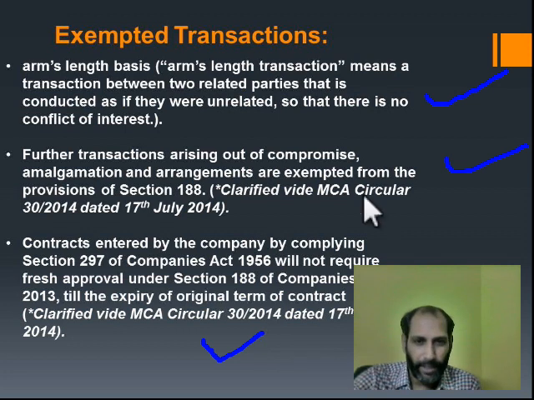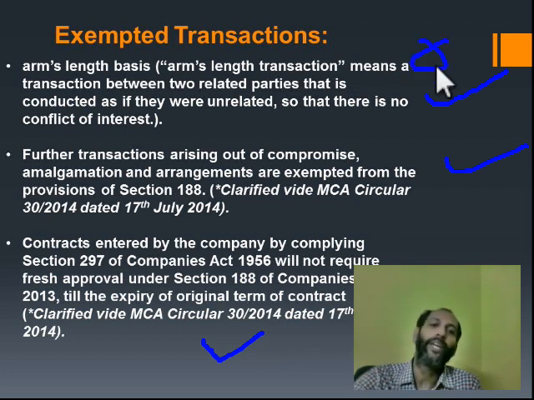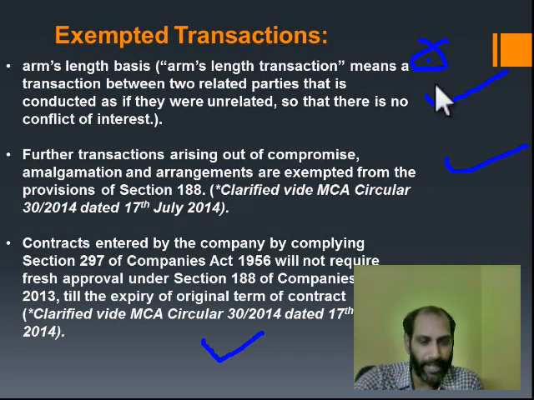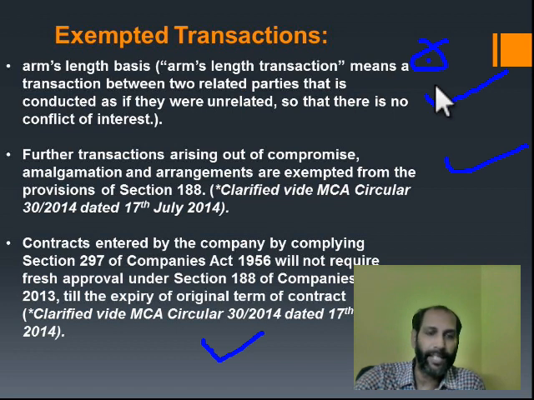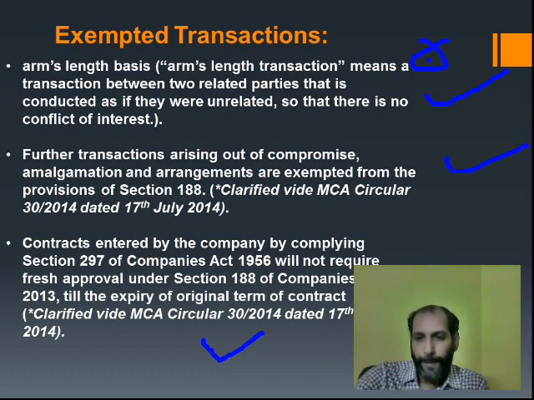But this is very relevant. I advise students to please look into it very carefully. From the exam point of view, you may get a practical question citing the value of a transaction and asking you to determine what approval you require, or whether there is a restriction in the law or not.